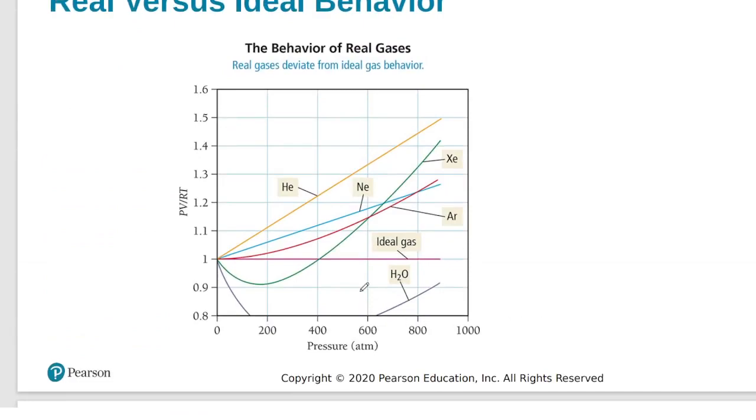So you can see pressure versus PV over RT for a real gas. And here we have an ideal gas at 1, okay? And we see the deviations of the other gases.